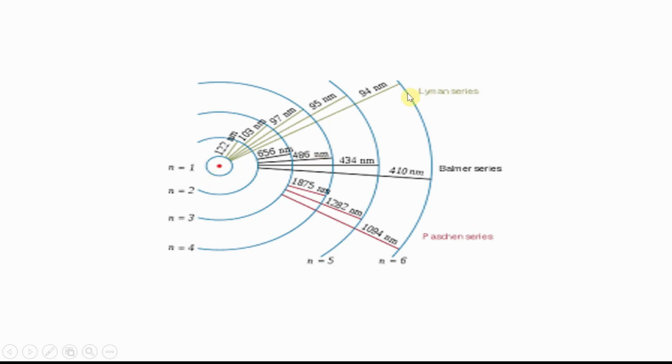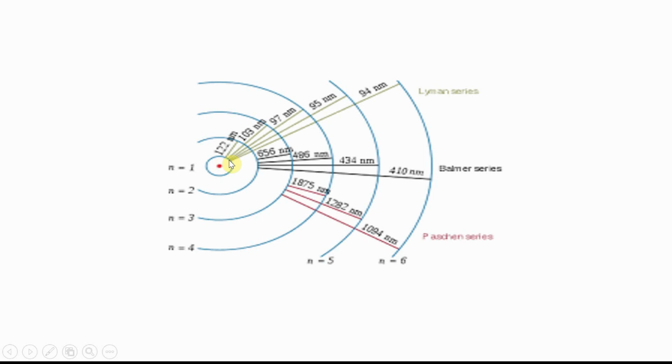Regarding the Lyman series, I have told you that these are the different orbits. This is n1, this one is n equal to 1, this one is n equal to 2, and this is the third orbit, that is n equal to 3. This one is the fourth orbit, so I have written here n equal to 4, and this is the fifth orbit, n equal to 5, and here n equal to 6. You just see all the series spectra, that means all the lines are from the 6th to the first orbit.